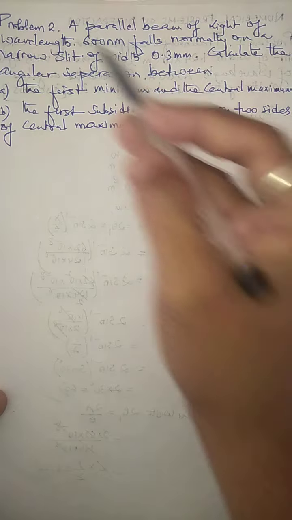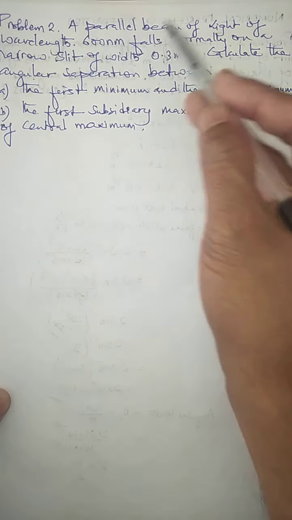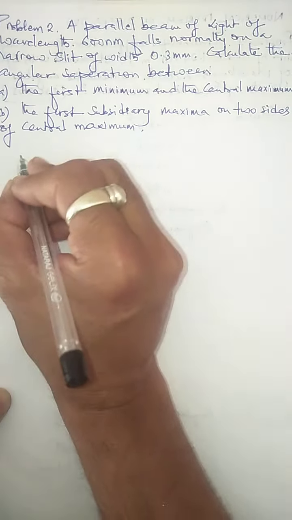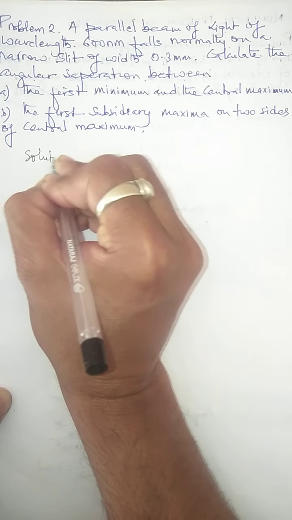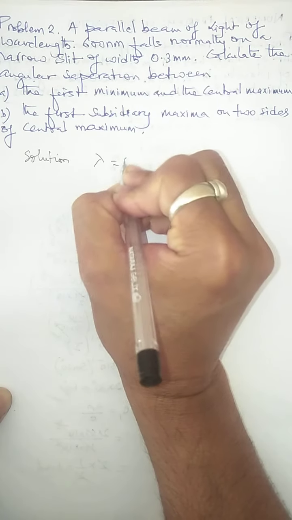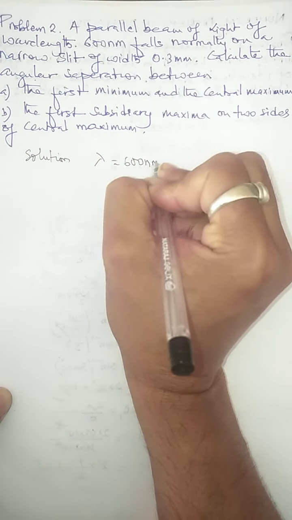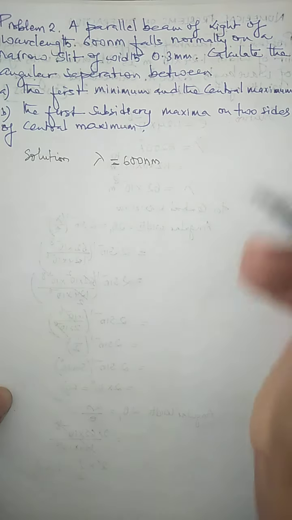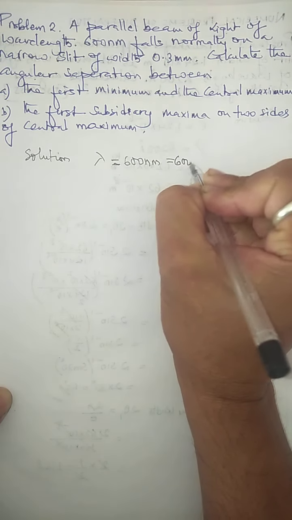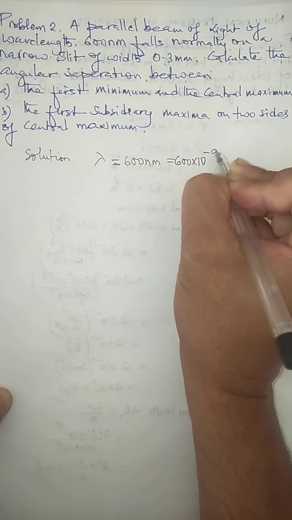Now problem number 2 says that a parallel beam of light of wavelength 600 nanometer. Solving this problem also, let me just write it down. The wavelength of light which is given, lambda, is 600 nanometer. This wavelength is given in nanometer, so again I convert this nanometer into meter: 600 into 10 to the minus 9 meters.